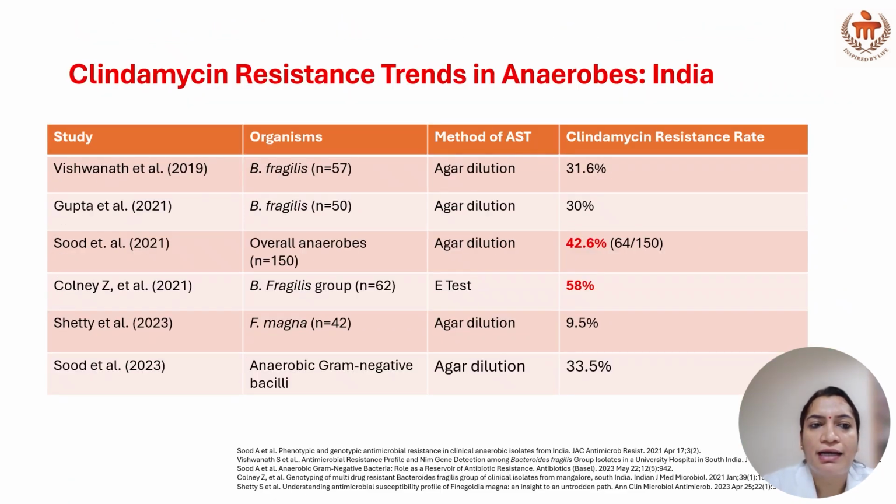This table highlights the clindamycin resistance trends in anaerobes in India. In the studies done in our setup, we have come across clindamycin resistance rates of less than 32%. Whereas there are studies where they have come across more than 50% clindamycin resistance rates in Bacteroides species. And one more study, Sood et al., has highlighted that the overall clindamycin resistance rate among the anaerobes was 42.6% in India.